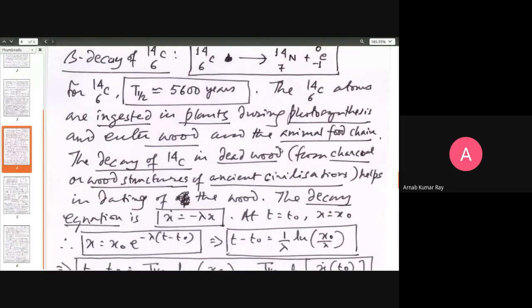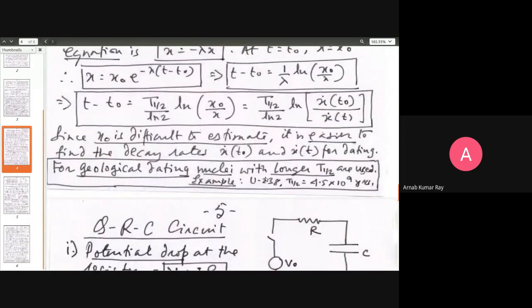I mean, if something goes down to the amount of practically zero over a time scale of 50,000 years or 1 lakh years, now what change can you expect any further to happen on a time scale of millions or billions of years? So you then will have to use something with a longer half-life. So that is why for geological dating, nuclei with longer half-life are used. The example of a long half-life is the uranium-238, which is 4.5 billion years.